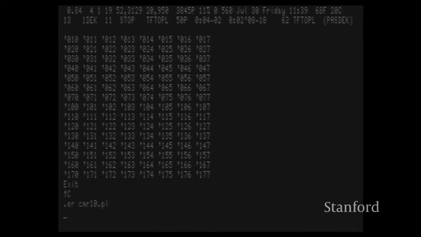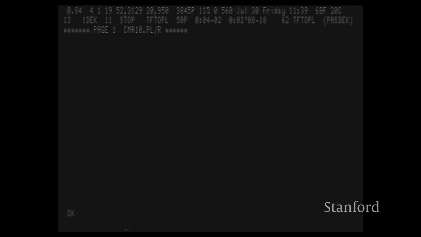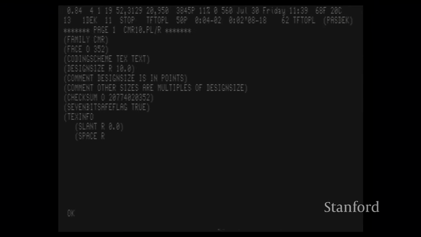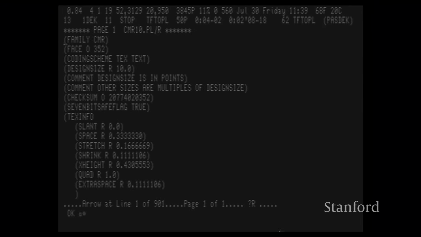cmr10.pl, and I'll move it to the right like I did yesterday so you can see it. That's infinity, right, infinity right.